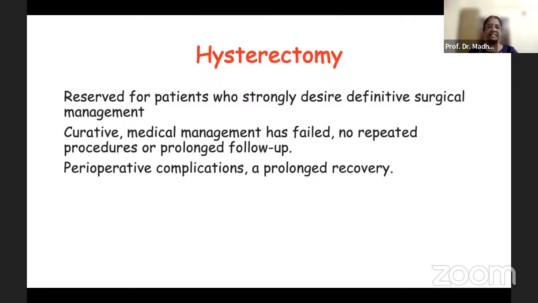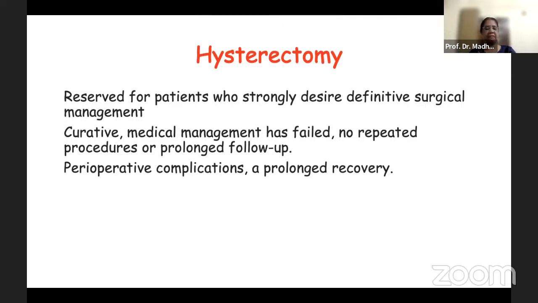The last step is hysterectomy. It is reserved for patients who strongly desire definitive surgical management. Many times patients, for whatever reason, undergo some kind of half-hearted treatment, they are counseled by somebody, and they come requesting hysterectomy. Of course, the patient's wish should be respected, but it's our duty as specialists, as gynecologists, to counsel the patient on what is correct for them, and they will choose their own treatment. The main thing is it's curative. Medical management has failed. There is no need of repeating any procedures or following up the patients.